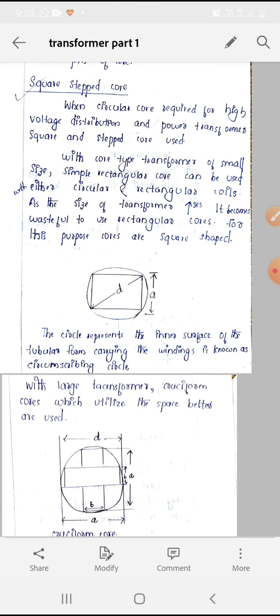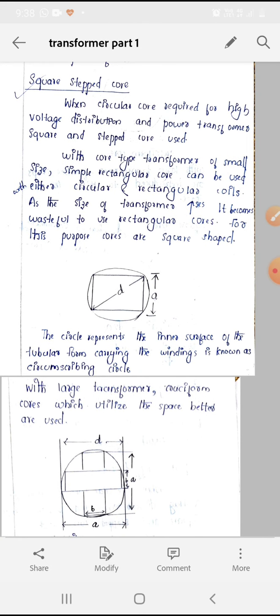Next is square stepped core. Circular core is used for high voltage distribution, while for power transformers, square and stepped core is used. Okay, so square or stepped core is used in power transformers.